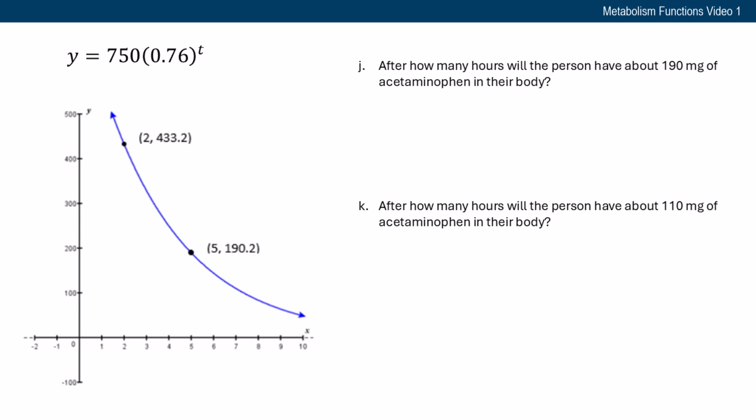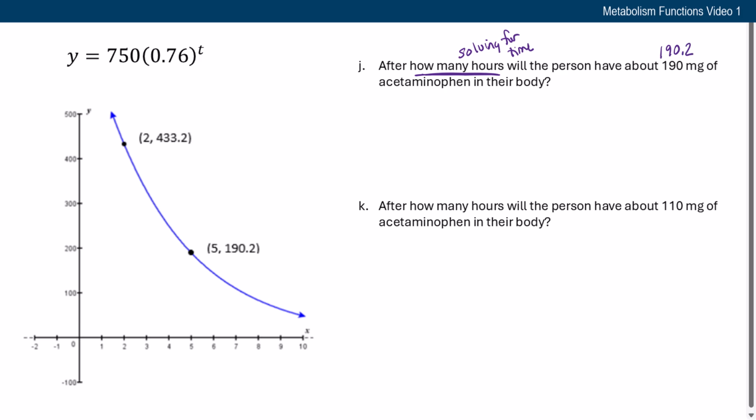But what if we change it up, and this time we want to know the time, and we know the amount of Tylenol in our system. So that's what we're solving for here. It says how many hours, so that means that we are solving for time. And then we want to know when the person will have 190 milligrams of acetaminophen or Tylenol in their system. This actually should say 190.2.